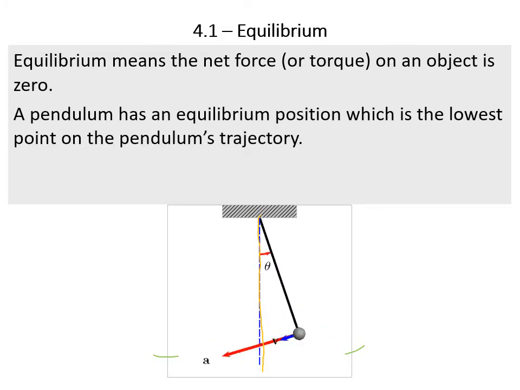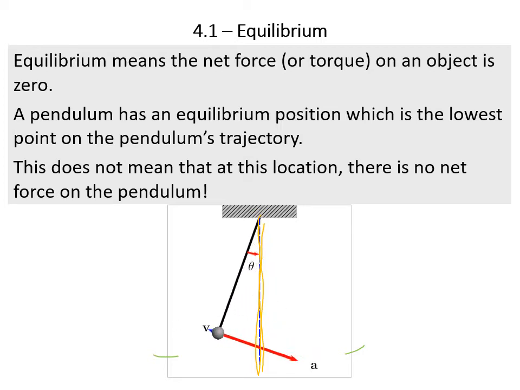A pendulum has an equilibrium position. This is the lowest point on the pendulum's trajectory, and it's along this line. It's where the angle would be 0 with respect to this yellow line. But it's important to know that this does not mean that there is no net force on the pendulum as it's passing through its equilibrium position.